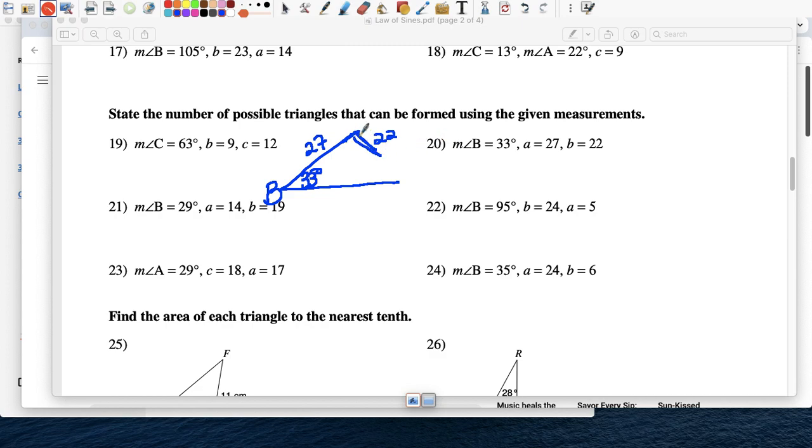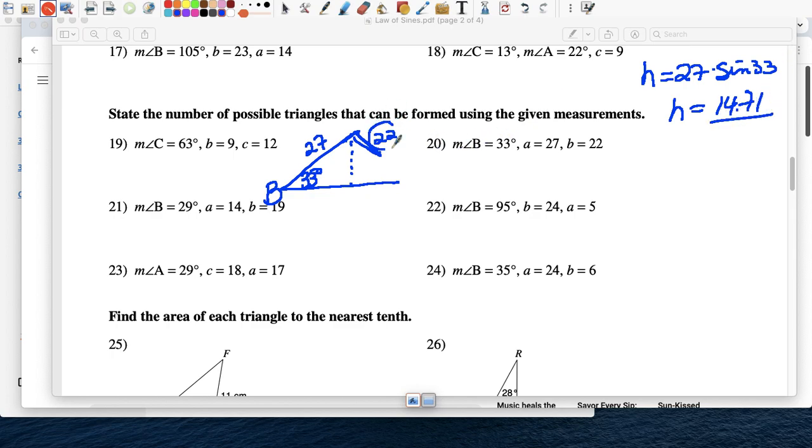So this 22, I just don't know, depending on the height, will it touch the floor to make one triangle, or will it touch the floor to make one triangle here and another triangle here? Two triangles. So let's go through the conditions. Let's find the height of that triangle. H is equal to 27, that adjacent side, times the sine of the angle that's given, 33. 27 times sine of 33, and H is 14.7.